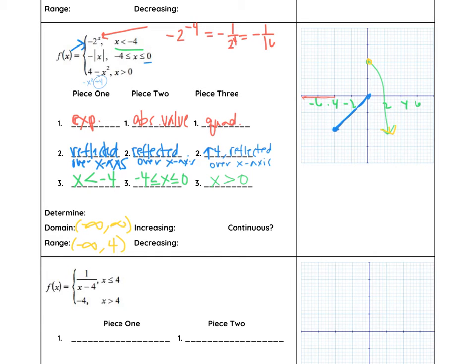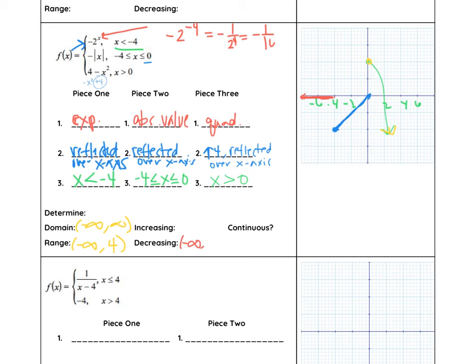So where is this function increasing? Well, if you take a look at the first piece, remember, this is kind of difficult to tell. It's not a constant function. This part is actually decreasing. So this portion is going down because as we go to the left, it's getting closer and closer to the x-axis as the horizontal asymptote. So that portion is decreasing.